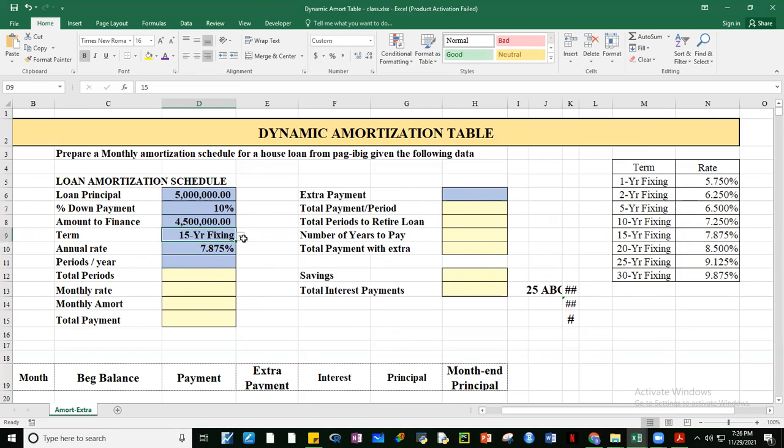So let's check. Gawin natin tong 30 years, 9.875, correct. Gawin natin tong 1 year, 5.75, that's correct. So our formula is working, no? 10 years, 7.25. Pause muna ako, guys. Any questions?